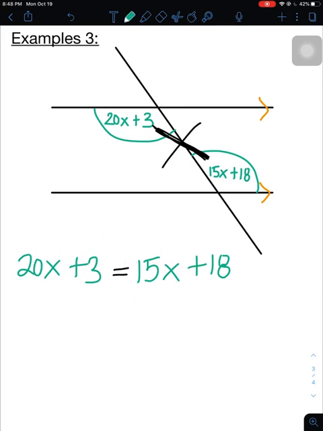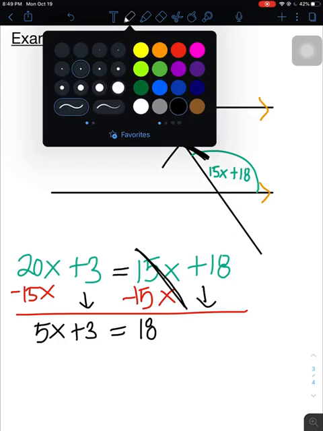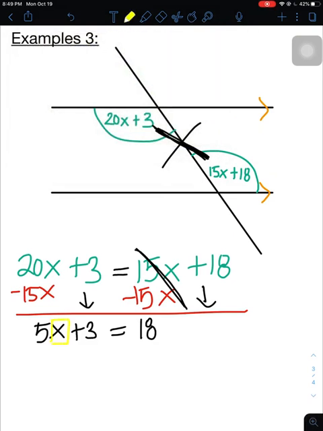So I'm going to do that by moving this 15x over here. When I say move, I don't mean just grab and move. I'm going to use inverse operations. So I'm going to say minus 15x, minus 15x. Notice I put it under the 20x because this one is the one that has an x. This 3 doesn't have an x, so it wouldn't make sense to put it under that. And now this cancels out. And 20x minus 15x, we get 5x. Bring down my plus 3. Bring down my equal sign. Like I said, this cancels out. Bring down my 18.